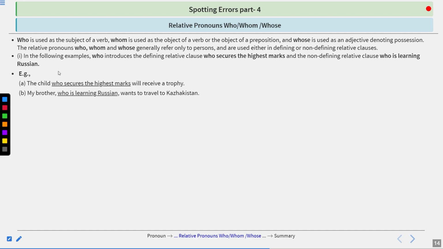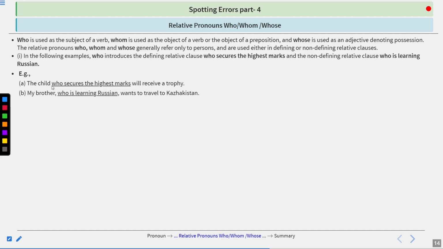Example, the child who secures the highest marks will receive a trophy. So here could be more than one child, 5, 6, 10. So here we need to define which child we are talking about. So that's why we have used defining clause with the help of who. And the child is the antecedent of the relative pronoun who here. And who is acting as the subject of the verb secures. The child who secures the highest marks will receive a trophy. It is a defining clause.